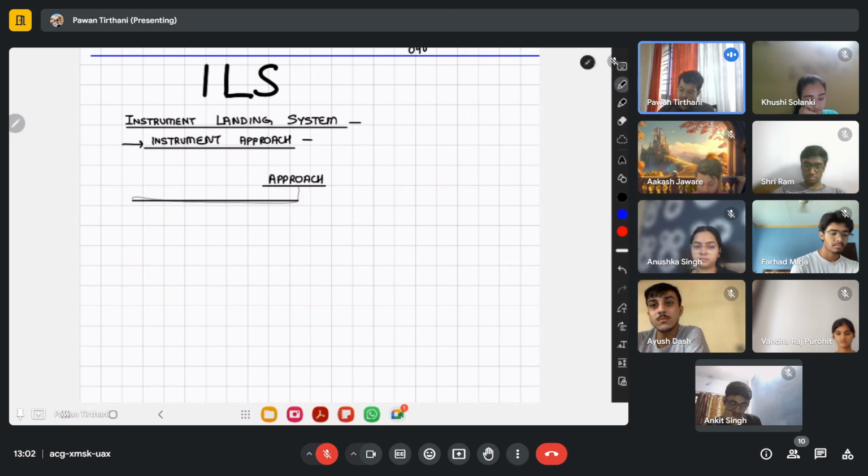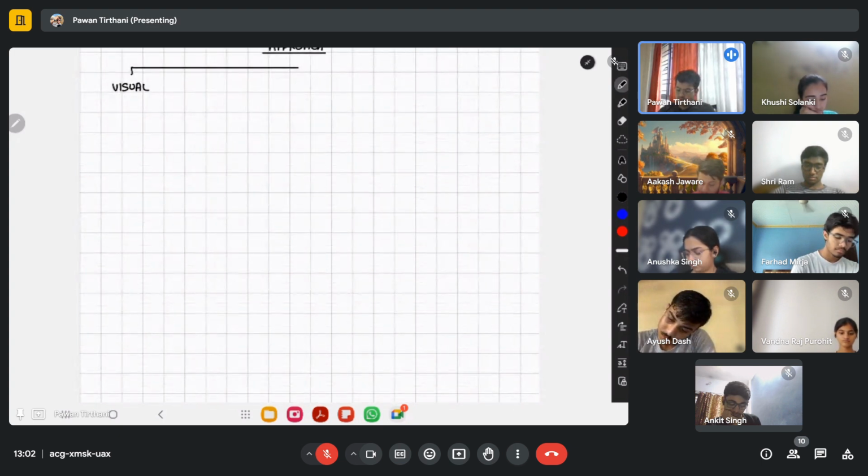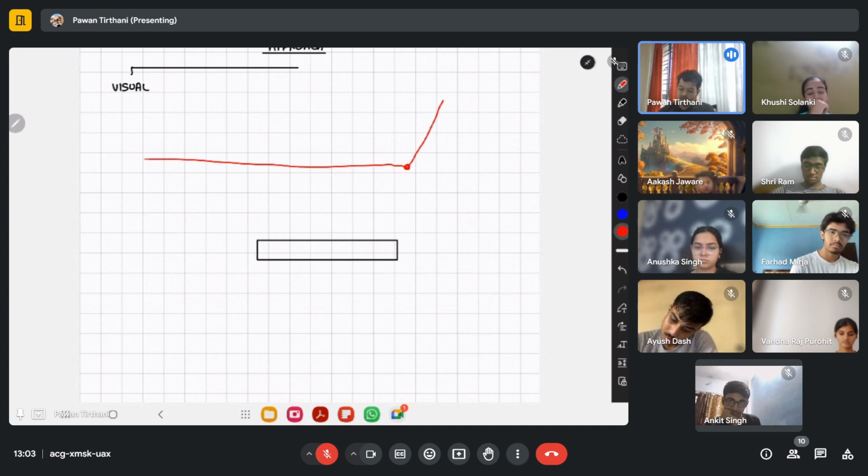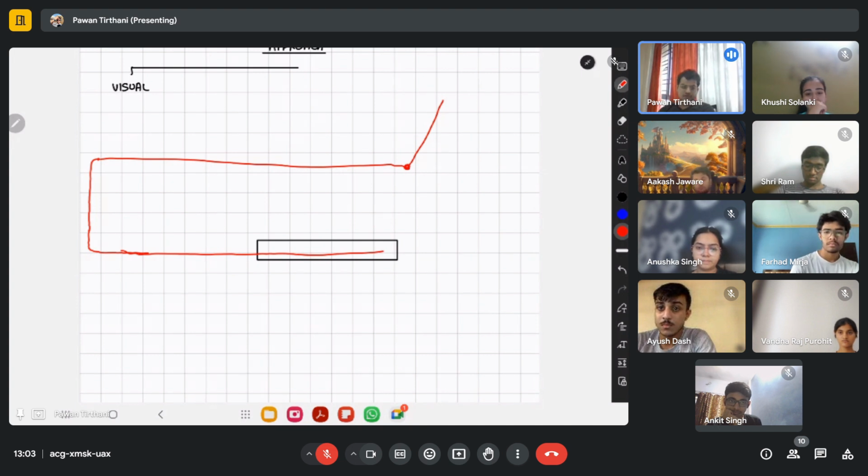Approach can be a visual approach. Basically, what am I doing? I'm going on the downwind. This is the runway. I'm flying parallel to the runway over here. Then I'm making a turn, descending a little bit. Then I'm again looking at the runway, then again turning, and then I'm descending, and finally I do a landing. This thing is called a visual approach.